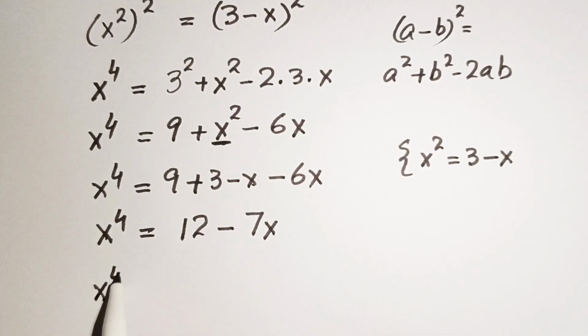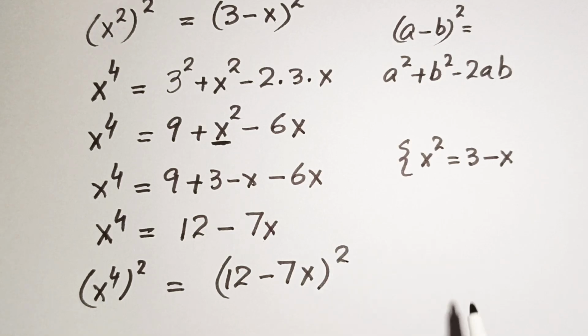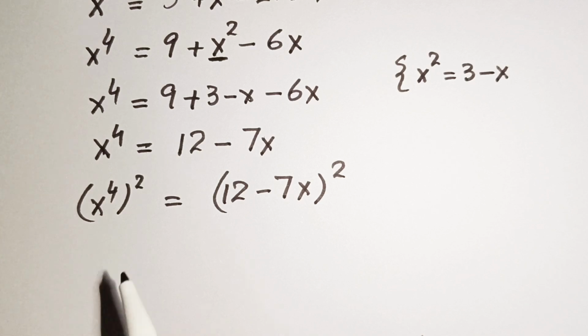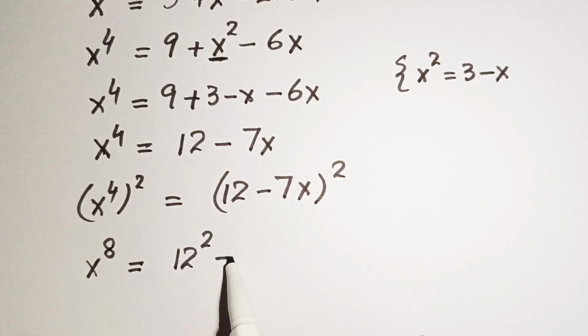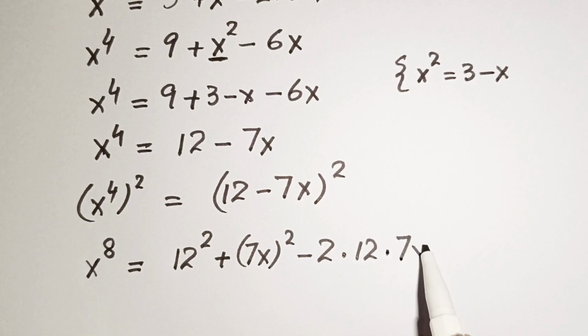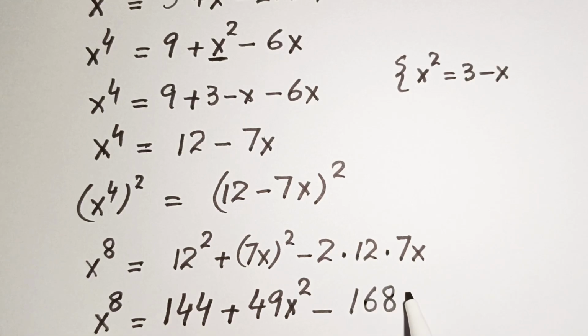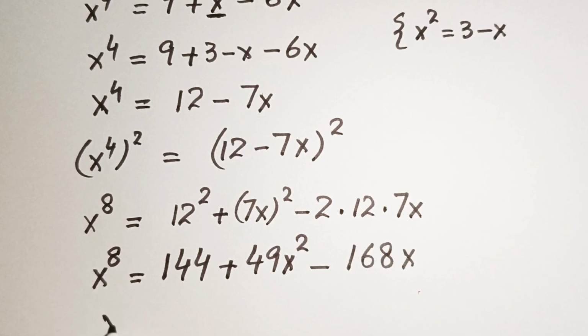Now we are going to take the square again on both sides. Taking the square of 12 minus 7x, using the same formula on our right hand side, our left hand side will be x to the power 4 times 2, which is 8, is equal to 12 squared plus (7x) whole squared minus 2 times 12 times 7x. Now x to the power 8 is equal to 12 squared, which is 144, plus 7 squared, which is 49x squared, and here we get 7 times 2 is 14, 14 times 12 is 168x.